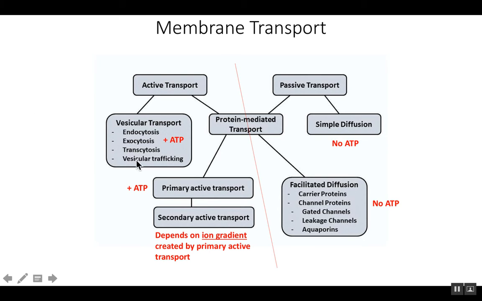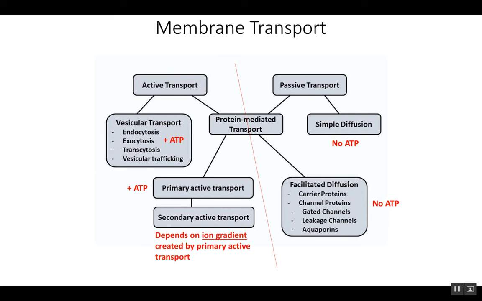Vesicular trafficking is just a way we can move molecules around within a cell. All these mechanisms require energy, and they require a vesicle. A vesicle is a little container, a membrane enclosed container. Primary active transport and secondary active transport are through a membrane, require a protein transporter, but it's going against its gradient.